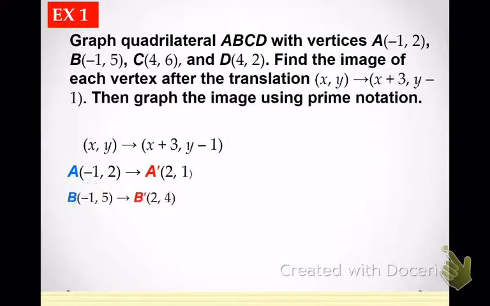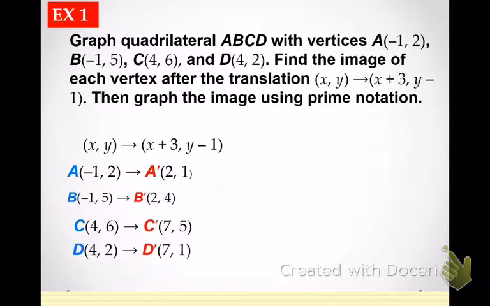To get B prime, we're going to do the same thing. We're going to add 3 here and subtract 1 here. So negative 1 plus 3 is 2. 5 minus 1 is 4. And for C prime, we're going to, again, add 3, subtract 1, and get 7, 5. And for D, we're going to add 3, subtract 1 to get D prime, and we get 7, 1.